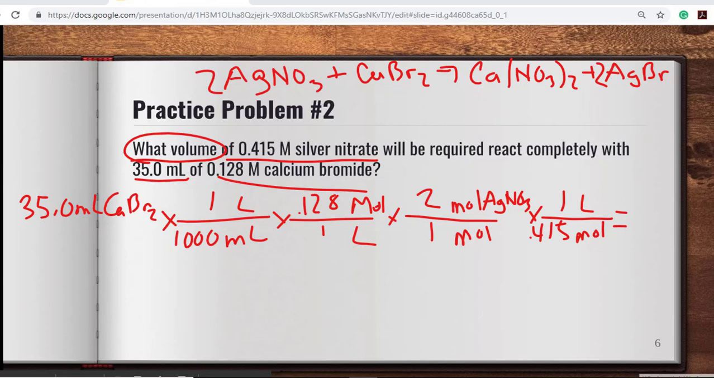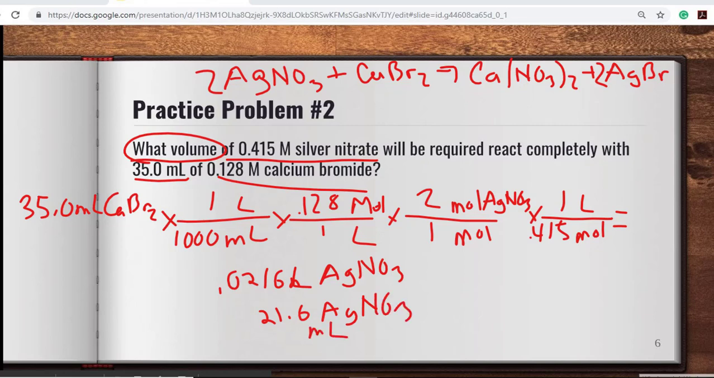So our answer needs 3 significant figures again. So I could say 0.0216 liters of silver nitrate. Or again, if I wanted to convert that to milliliters, you just multiply by 1,000. So you'd have 21.6 milliliters. Okay. And just make sure you give me what the question's asking for. Plug your numbers in and solve. That's all you got to do. It's pretty straightforward. Let's do one more practice problem.